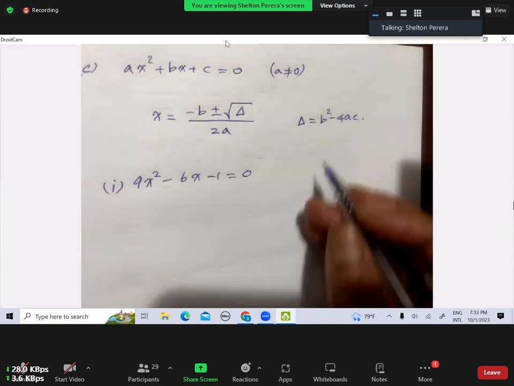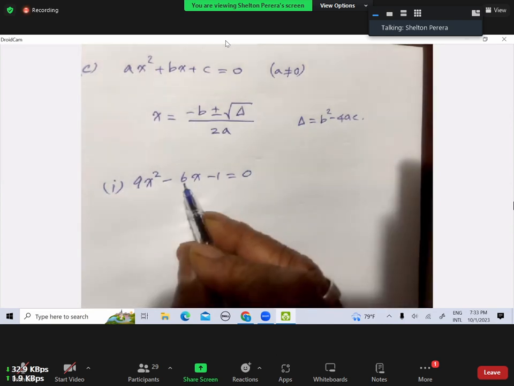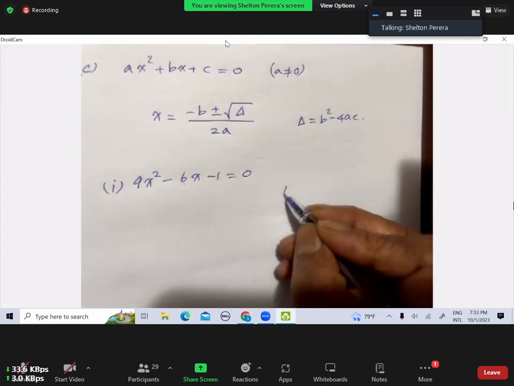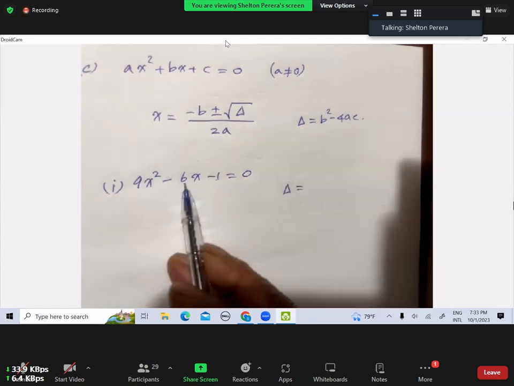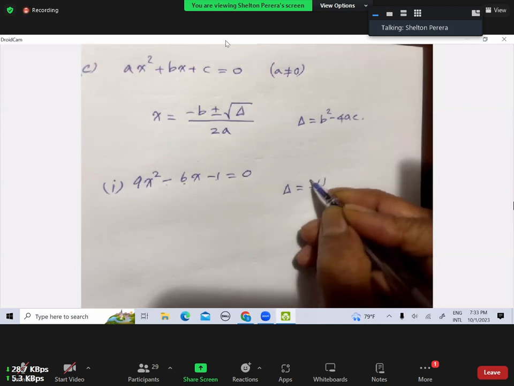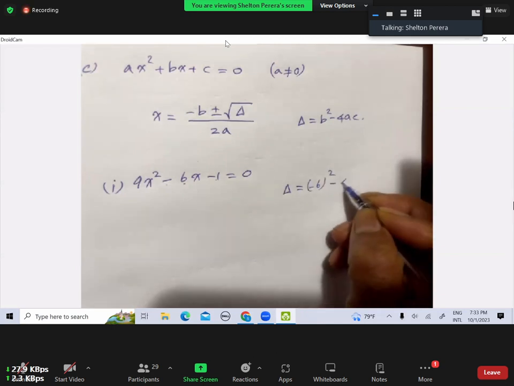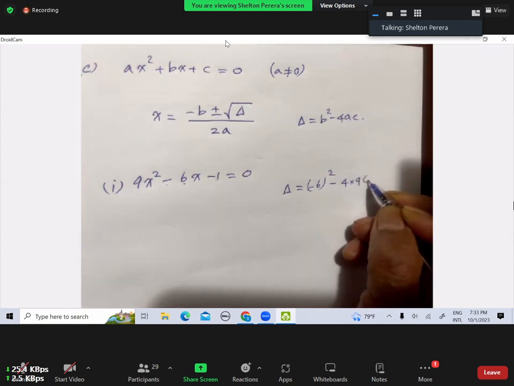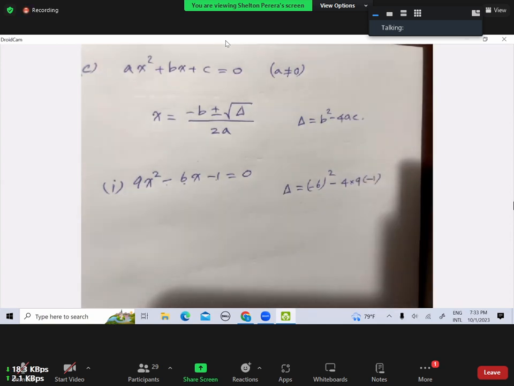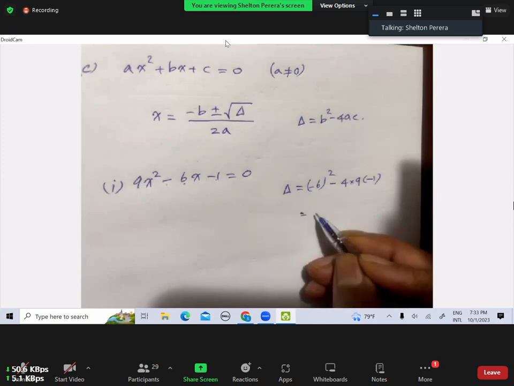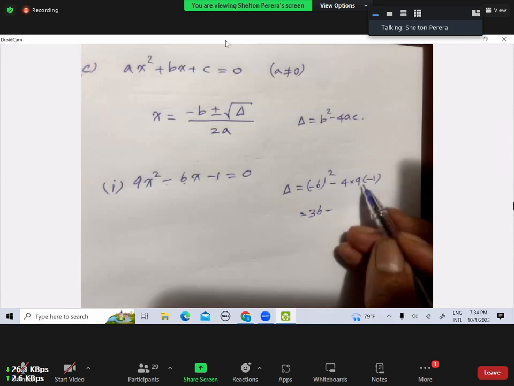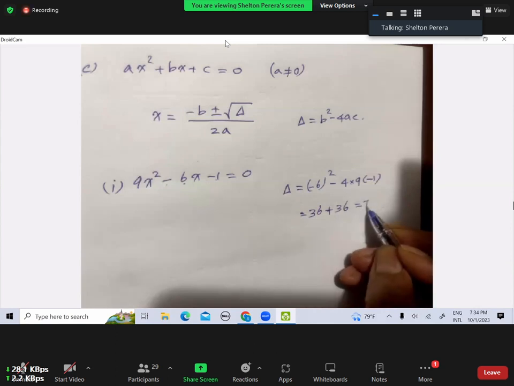So first find a is 9, b is minus 6, c is minus 1. So what is delta? Delta is equal to b squared, minus 6 squared, that is 36, minus 4 times a is 9, c is negative 1. So this is equal to 36 minus, 4 times 9 is also 36. But with this minus and minus, it becomes plus. Don't make silly mistakes. That is equal to 72.